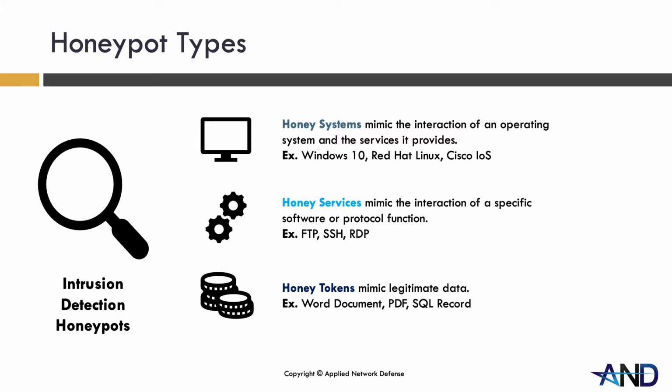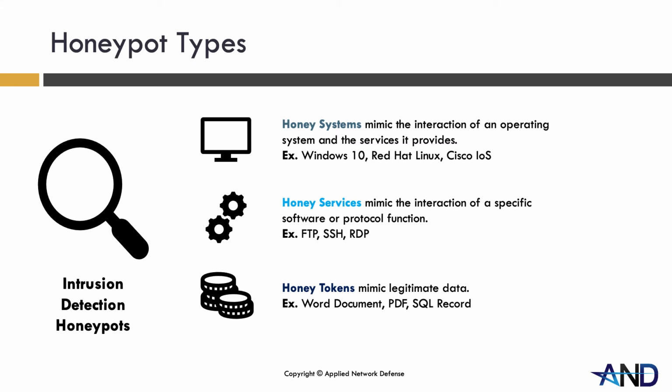A honey token simply mimics legitimate data. So for instance, Word documents, PDFs, or even SQL records. One of the most common examples of this, and I think probably the easiest way to get into honeypots, is the creation of honey documents. So for instance, an attacker is on your network and they've compromised a machine. One of the first things they're probably going to do is browse around and look for documents that may contain sensitive information or help them pivot to other systems.